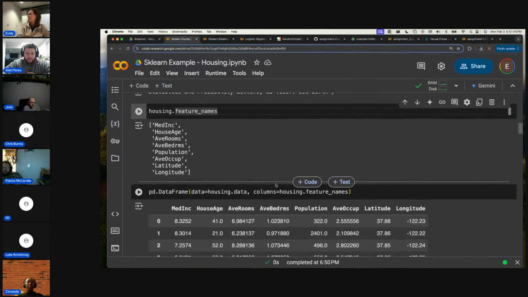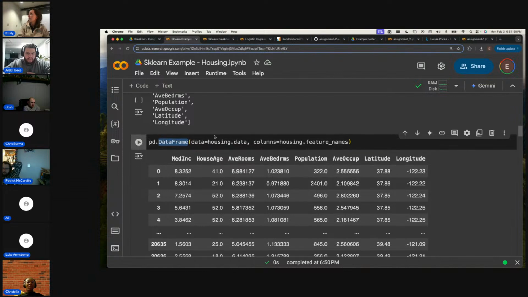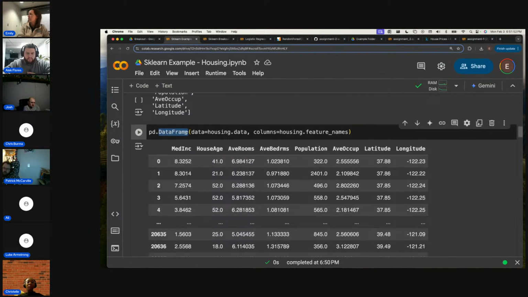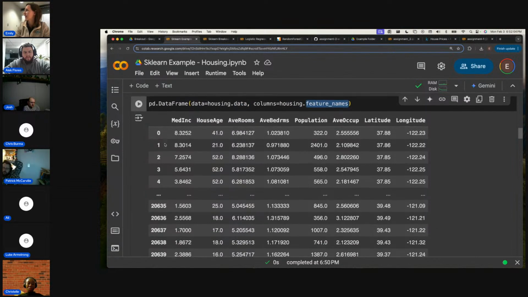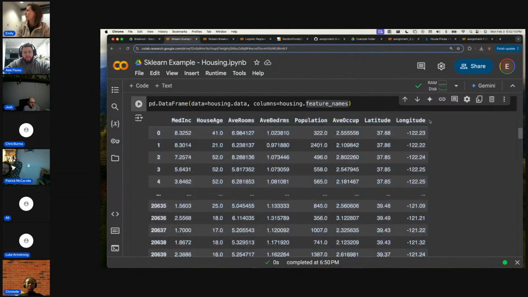So here we have feature names. We can do that by calling pd.DataFrame. PD is the pandas package, and DataFrame is how we create a data frame here. And to this, we're going to pass housing.data and the housing.feature_names. And here is our X training data set. So now we have median income, house age, average rooms, population, longitude, latitude.